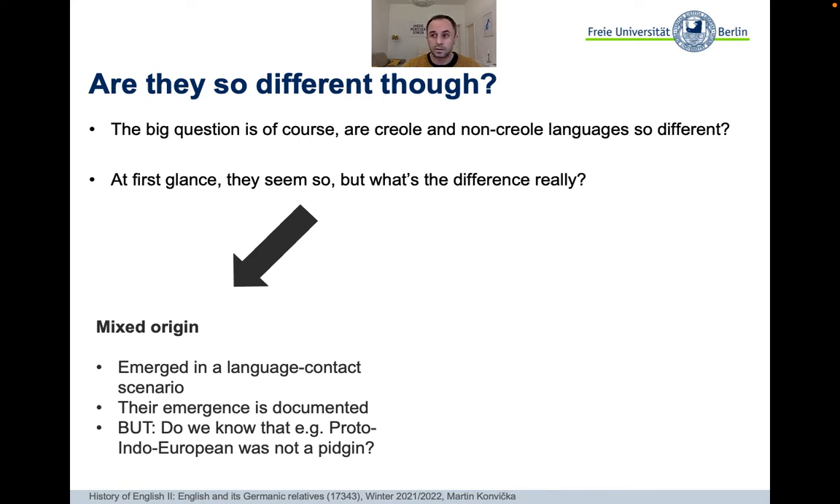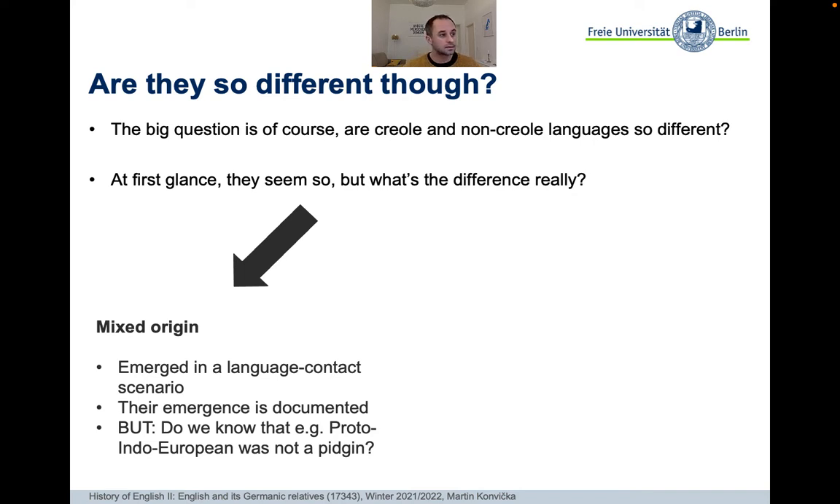Also, what's important is that we know the contexts of the emergence of these languages. We don't necessarily know the details, but we at least know the place, approximate time, and the social environment. But how do we know that this was not the case, for example, for Proto-Indo-European or for Proto-Germanic? And the answer to that is we don't.